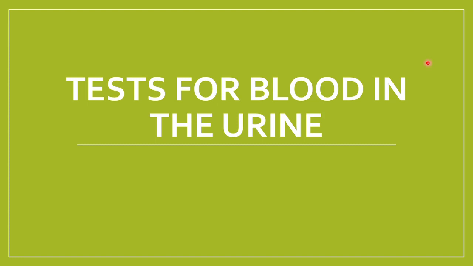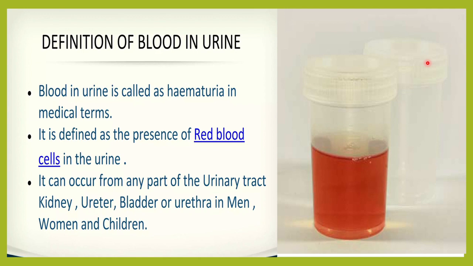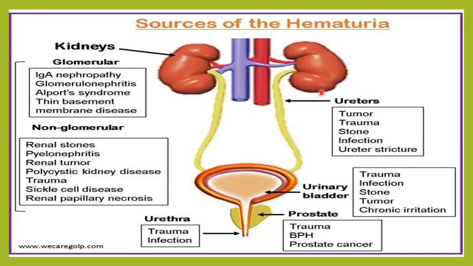In today's class, let's see what are the tests which are available with us to detect blood in the urine. So you all know when we say hematuria, it means blood in the urine or RBCs are seen in the urine. So what are the causes for hematuria?